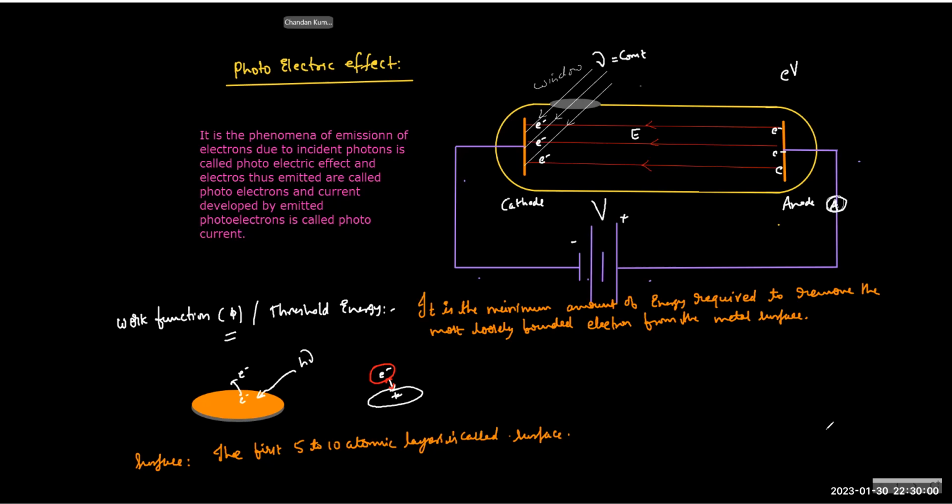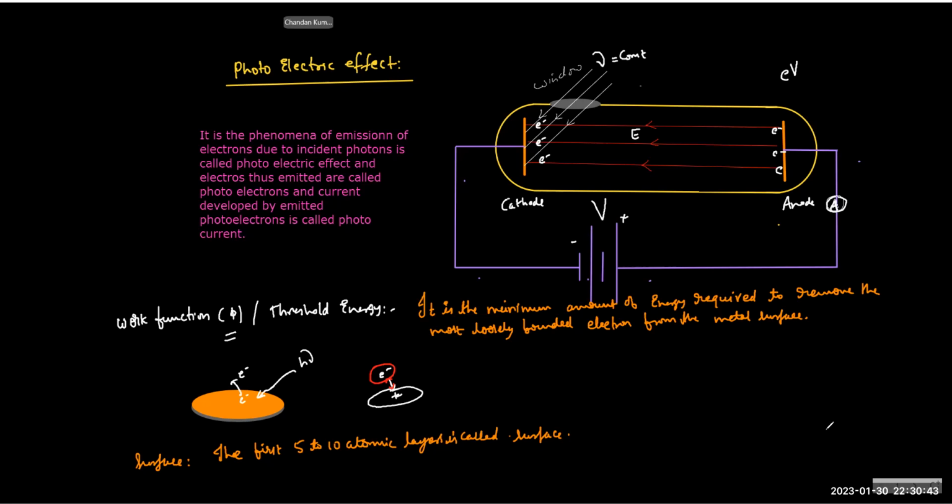But what if I reverse the polarity? If I change the battery sign, then it would decelerate. Yes, it will decelerate. So if the electron comes out with no energy, it will come back inside, it will go back to the plate itself, right? If it comes outside with some energy, and that energy is less than eVs, what will happen? It will never reach the anode, right? Because to reach the anode, you have to overcome eVs energy, isn't it?